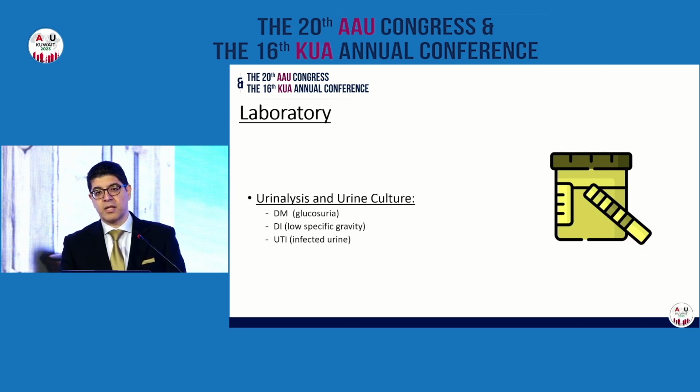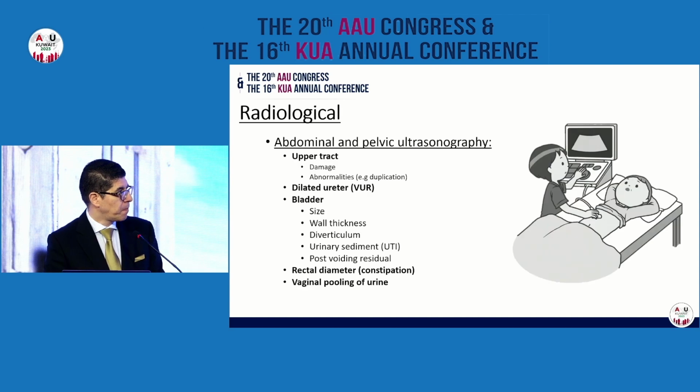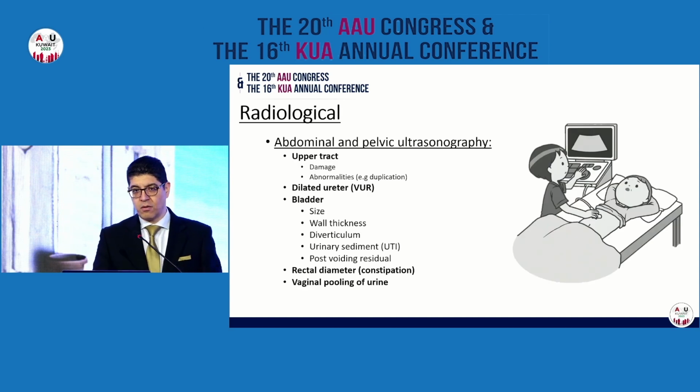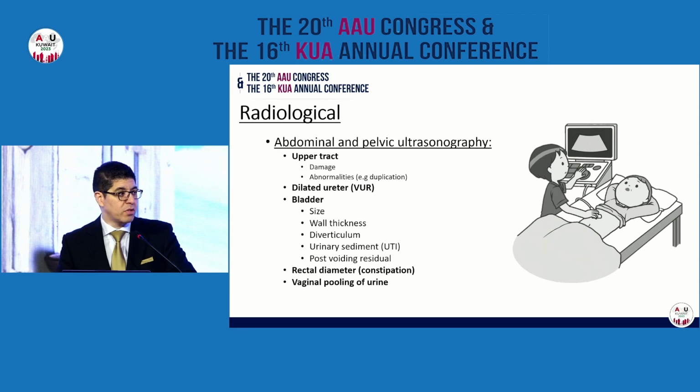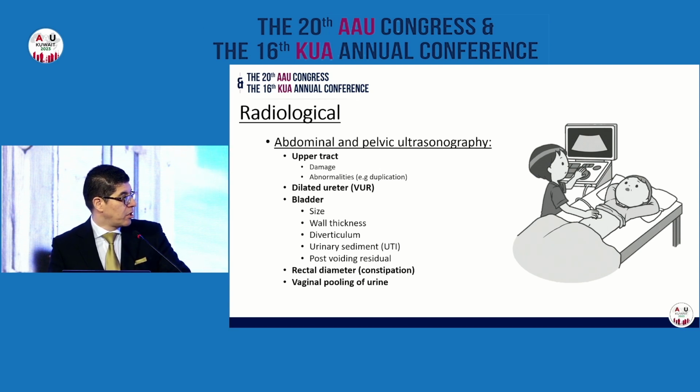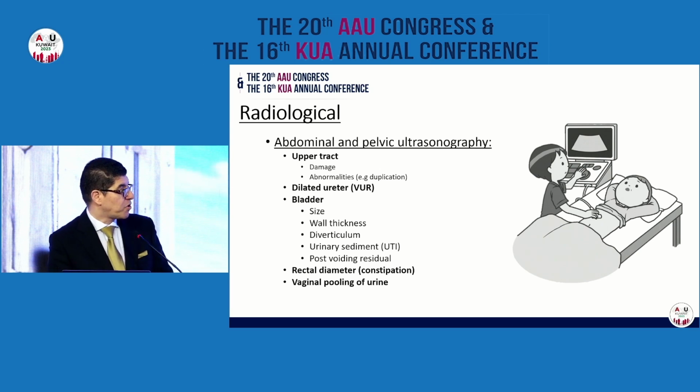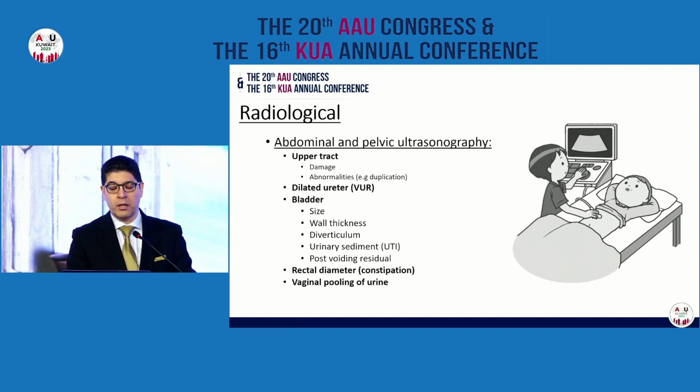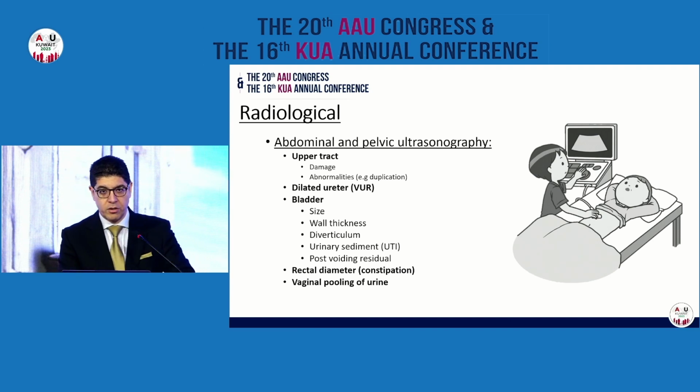Urine analysis can give us a clue about causes of wetting in children, like diabetes insipidus, diabetes mellitus, and urinary tract infection. Moving to radiological investigation, ultrasound can also give us a hint about the cause, like duplication, which may be accompanied by an ectopic ureter. It will also show us all the secondary changes in the upper tract due to dysfunctional voiding, and sometimes we can see vaginal pooling of urine. Of course, rectal diameter can be measured to estimate the fecal load in children suffering from constipation.